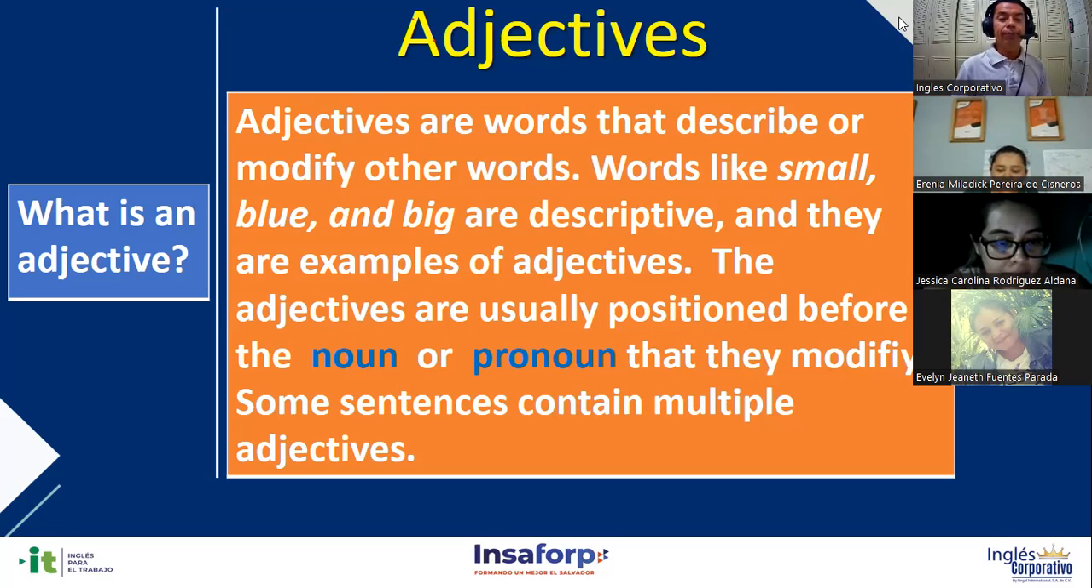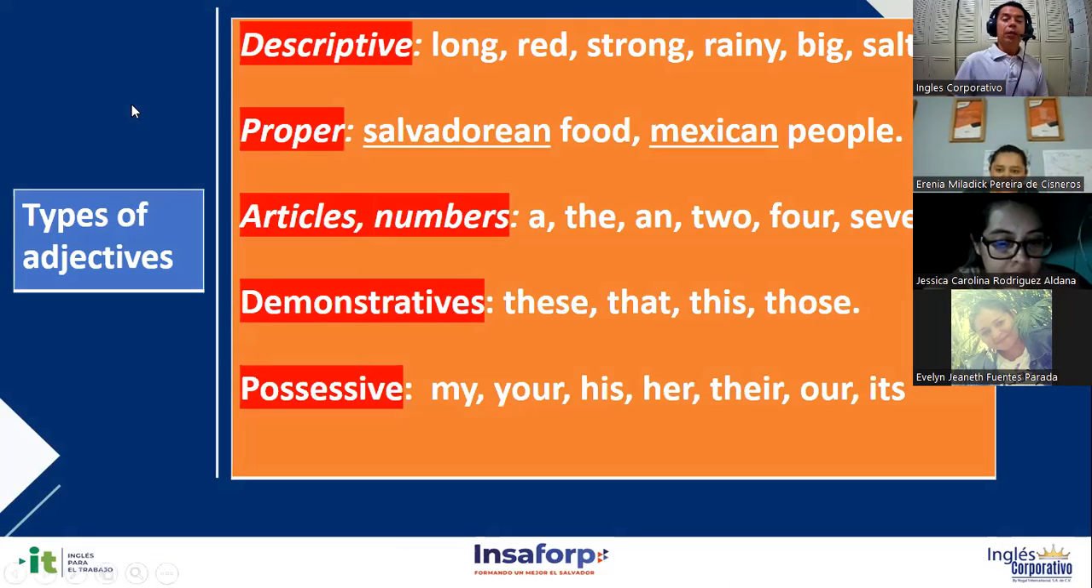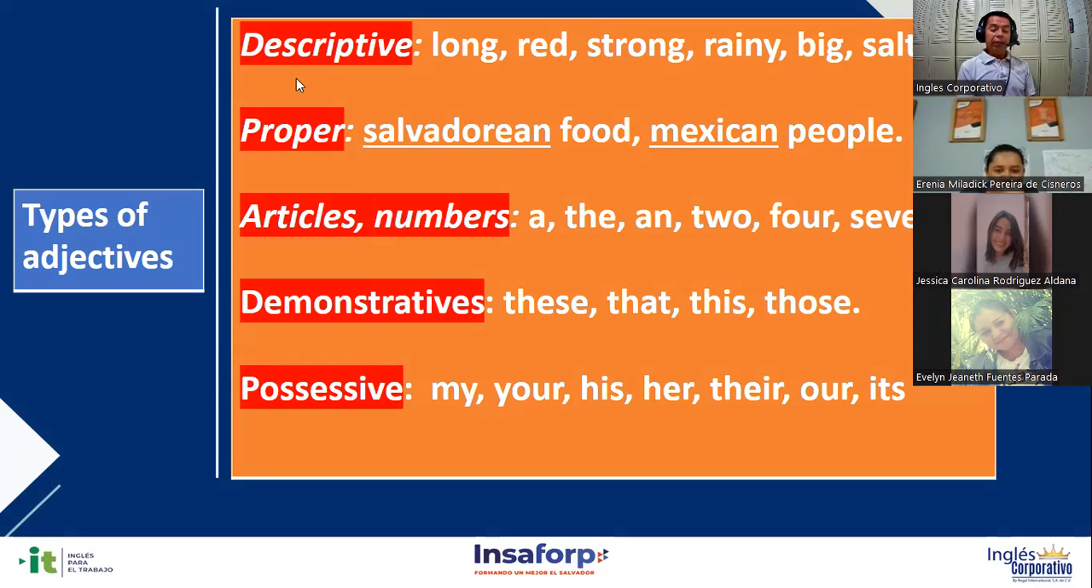No question. Okay, good. Continue. What are some examples of descriptive adjectives? Long, red, strong, rainy, big, salty. Also, we have some proper nouns: Salvadorian food, Mexican people, Salvadorian pupusas, you know. And the articles, a, the, and the numbers, 1, 2, 3, 4, 5, 6, 7, 8, 9, 10, those are adjectives. In other words, adjectives are infinite. Since numbers are infinite, adjectives are infinite.